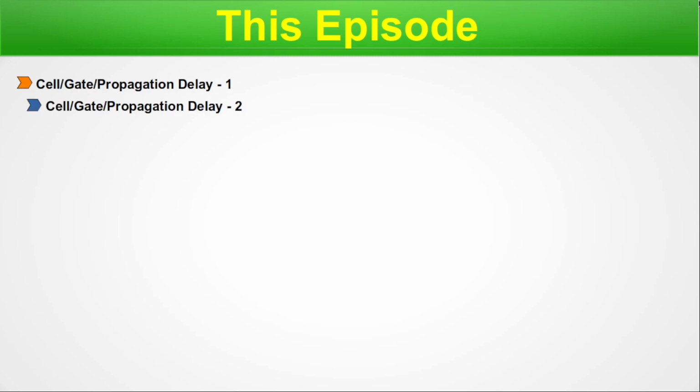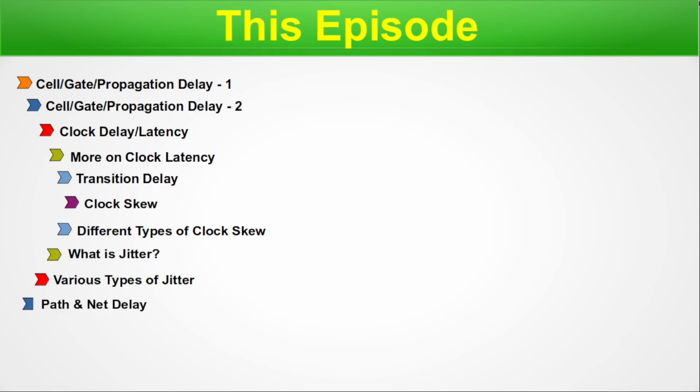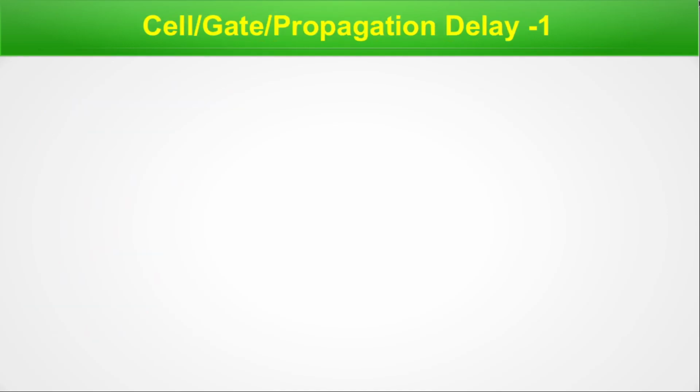Now let's take a look at the pointers we are going to discuss in today's episode. First, cell or gate or propagation delay, first slide, and then cell or gate or propagation delay, second slide. Third, clock delay or latency. Fourth, more on clock latency. Fifth, transition delay. Next, what is clock skew? Different types of clock skew. Next, what is jitter? Various types of jitter, path and net delay. And finally, input, output and exit delay. Now let's move to the first slide.